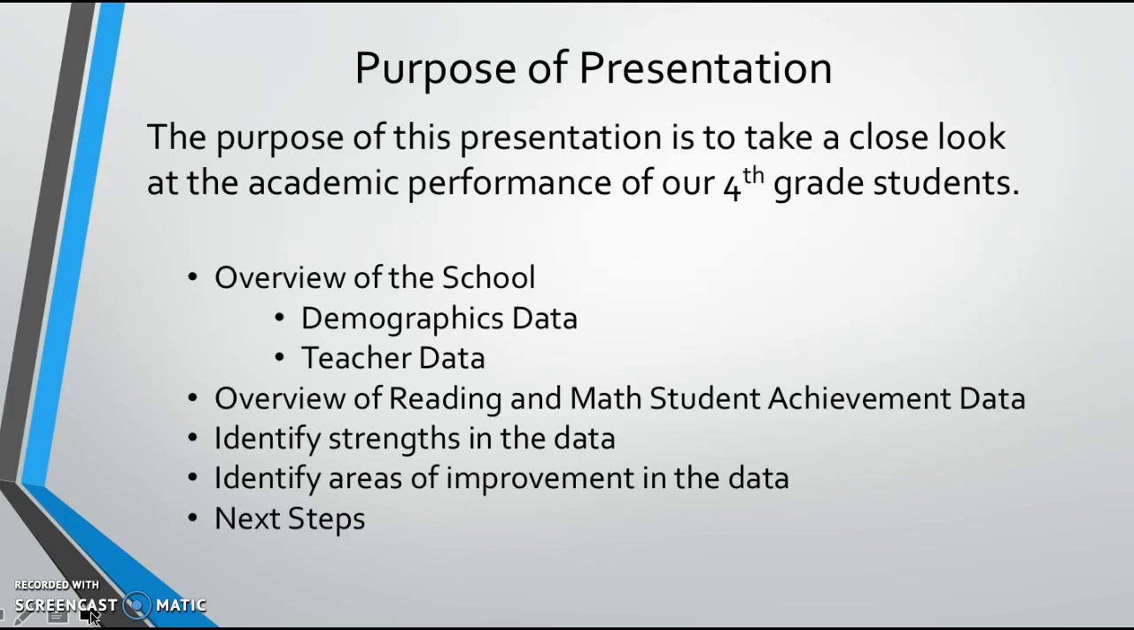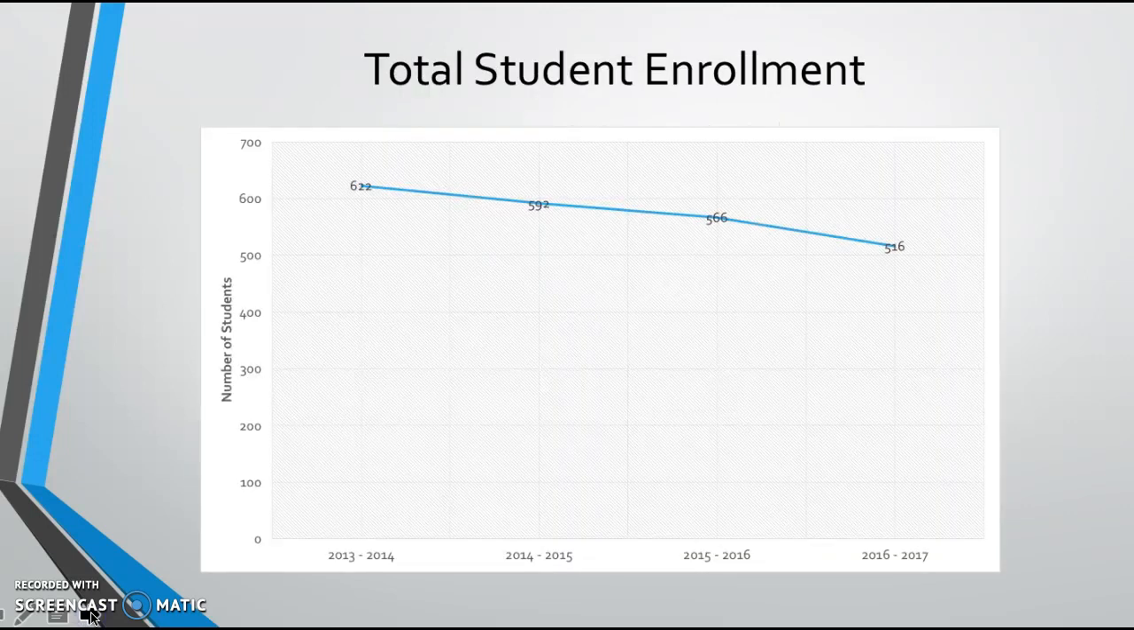We will be discussing student enrollment, the socioeconomic status of the school's population, and the students' attendance data to identify trends. Then we will look at staff data and break it down by gender and years experience. We will review reading and math student achievement data to identify strengths and areas of improvement revealed during the presentation. Finally, we will discuss the next step our school needs to take in order to meet the needs of our students and increase student achievement.